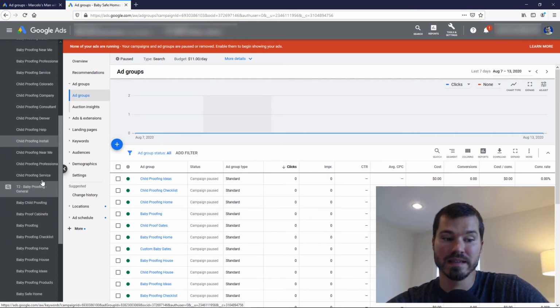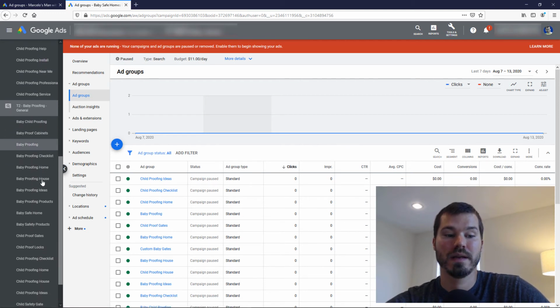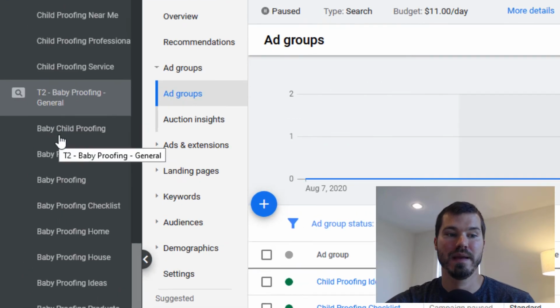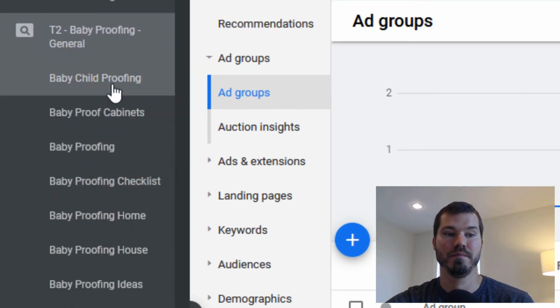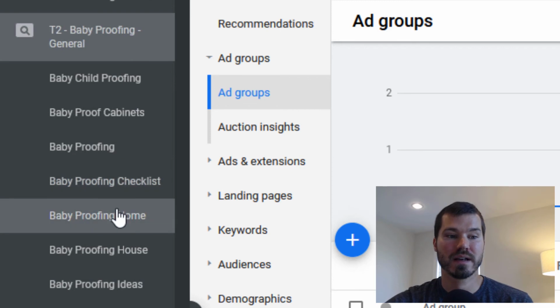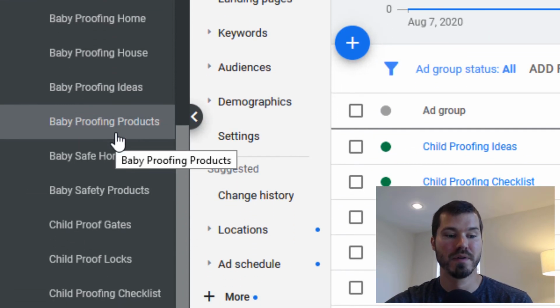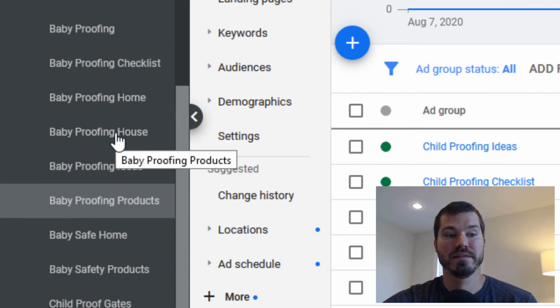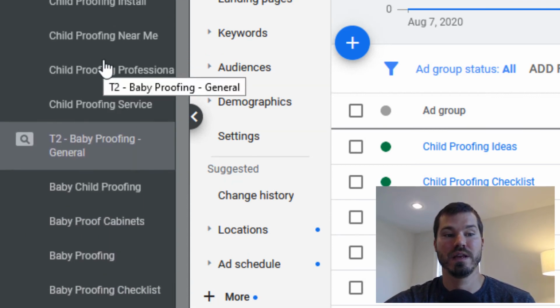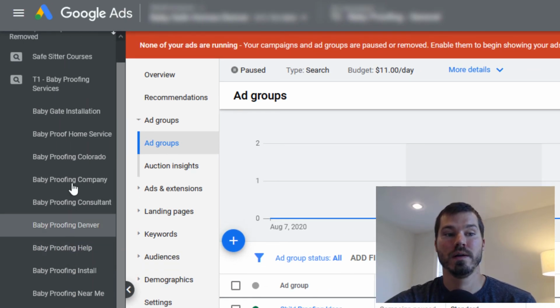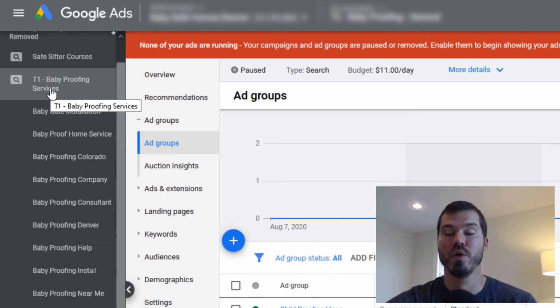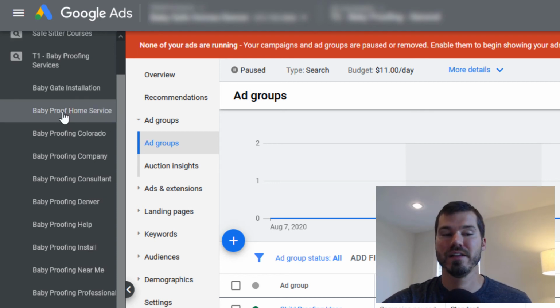Now there's a lot of other things that people could search for that would put them in the realm of being interested in what this client offers, but they're not searching for it specifically. So the tier 2 campaign in this case was things like baby child proofing, baby proofing checklist, baby proofing home, baby proofing products, and things like that. These people might be interested in a consultant, and they may not have even known that existed in their area. So we might want to expand the volume with this tier 2 campaign, but we definitely want to maximize our impression share for the tier 1 campaign first. That's the thinking behind this strategy.